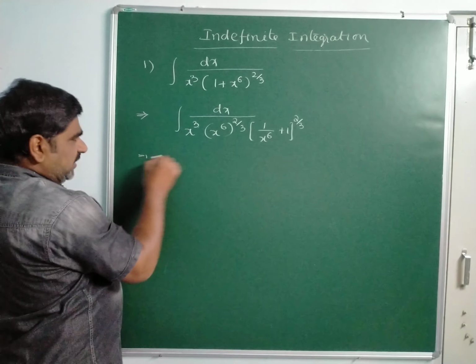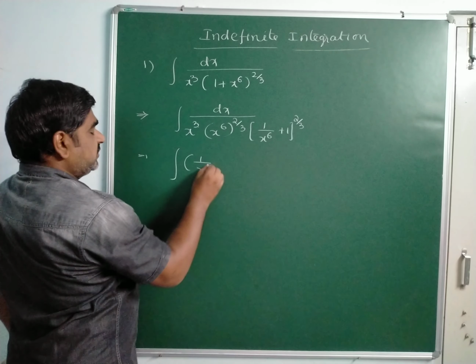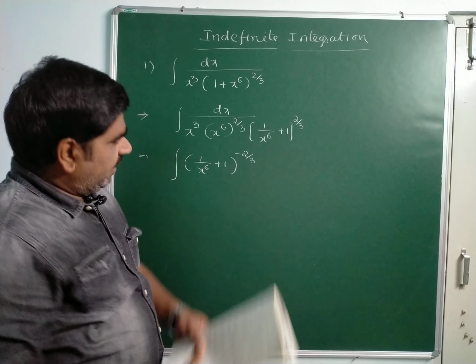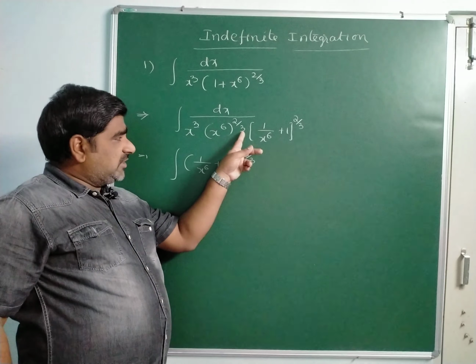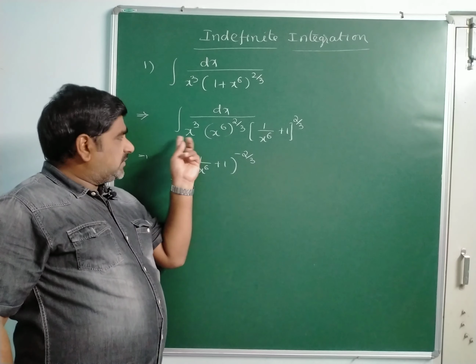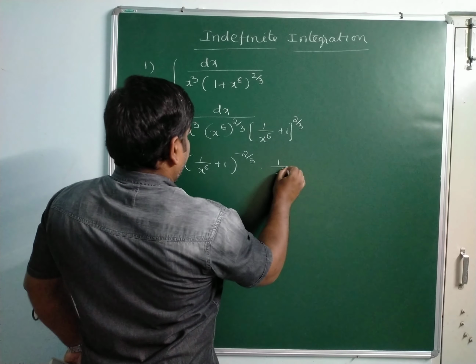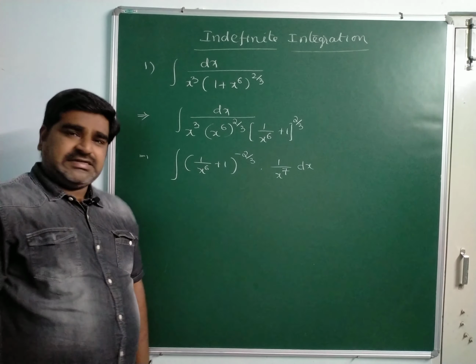So first write this term like this: (1 by x to the power of 6 plus 1) whole to the power of minus 2 by 3. Am I correct? Right. And (x power 6) whole power 2 by 3 is nothing but x to the power of 4. So x cube into x to the power of 4 is x power 7. It is 1 by x to the power of 7 dx.